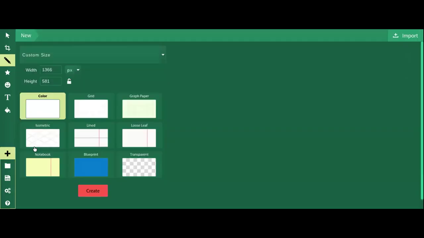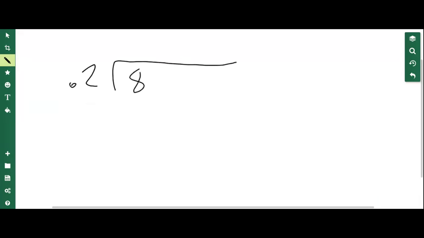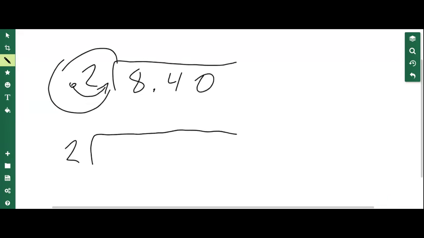Okay. Division is kind of a different way of doing it. So let's say we have 0.2 and we're going to divide it by 8.40. What we have to do is turn this one into a whole number. So we move the decimal spot by 1, and now it becomes 2, right? But if we did that for this number, we also have to do it for this. So now this becomes 84.0.